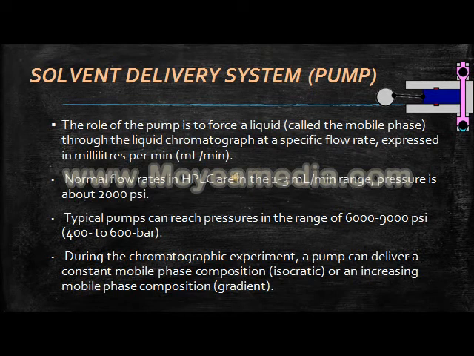The solvent delivery system, that is the pump, what is its role? Its role is to pump the mobile phase at a specific speed, at a specific flow. The normal flow is from 1 to 3 milliliters per minute. The pressure at that time is 2000 psi. Typical pumps can reach pressures of 6000 to 9000 psi also. During the chromatographic experiment, a pump can deliver a constant mobile phase composition or an increasing phase composition.